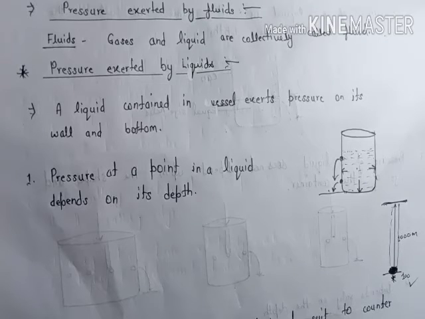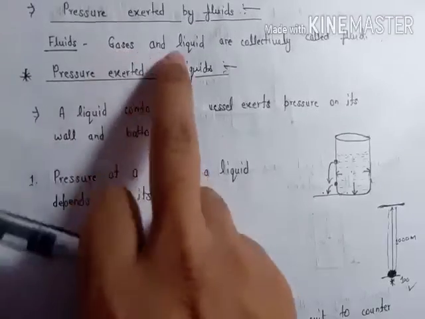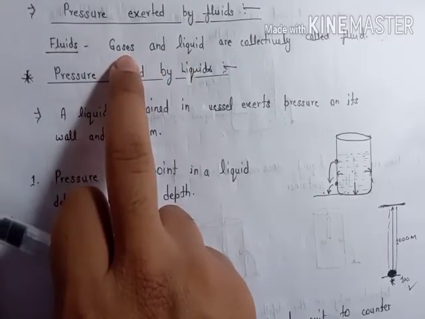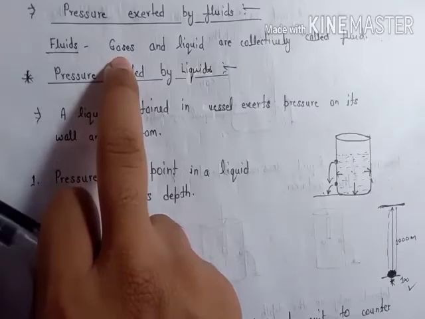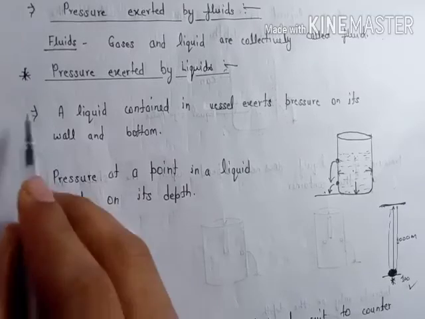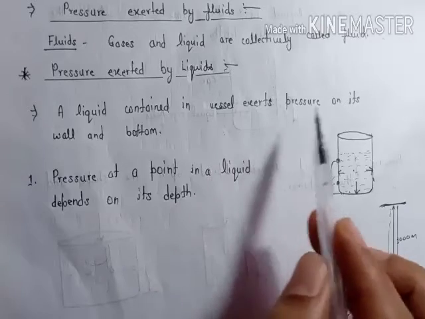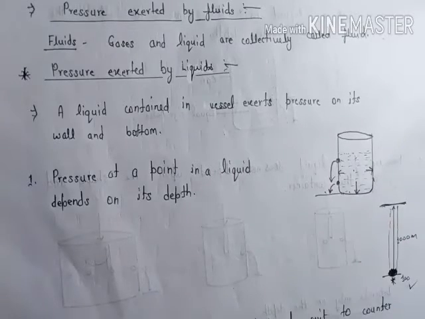Now we have pressure exerted by fluids. What is a fluid? Fluid means something which can flow, and gases and liquids are collectively called fluids because both of these states of matter are able to flow. Now we have the heading, pressure exerted by liquids. The first statement is that a liquid contained in a vessel exerts pressure on its wall and bottom.